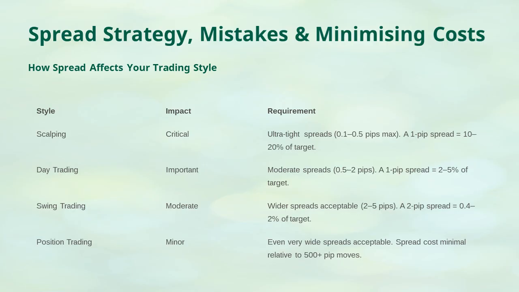For swing traders holding positions for days, spread is moderate. A 2 pip spread against a 100 pip target is only 2%. You have more flexibility. For position traders holding for weeks or months, spread is minor. Even a 10 pip spread is negligible against a 500 pip move.